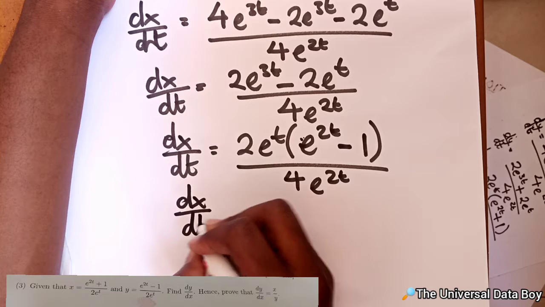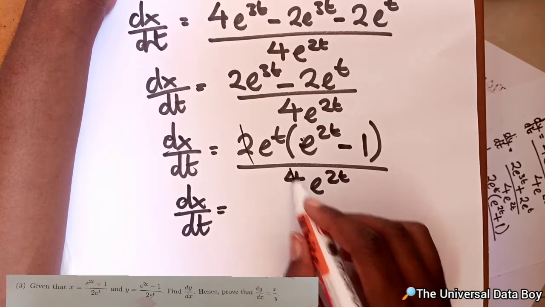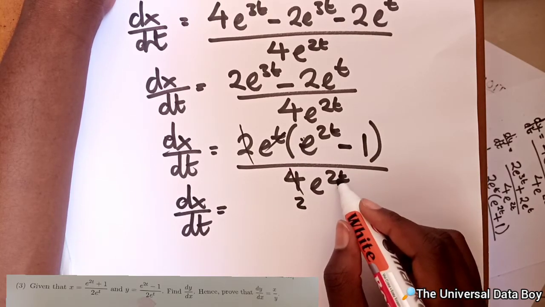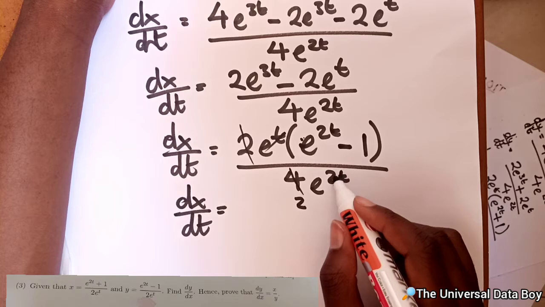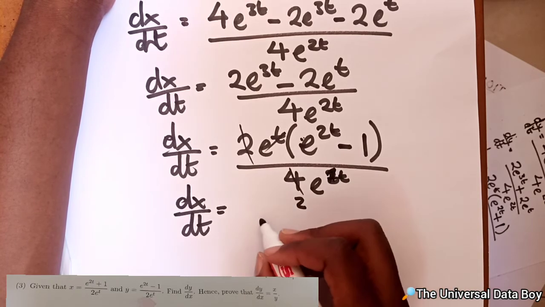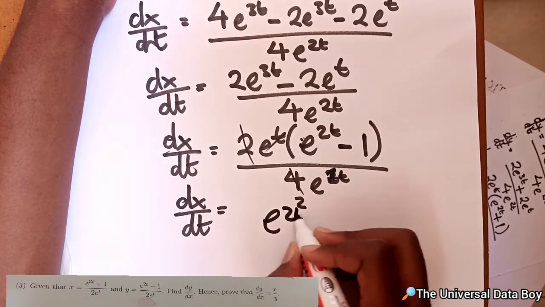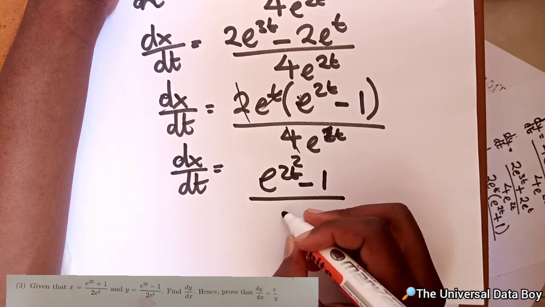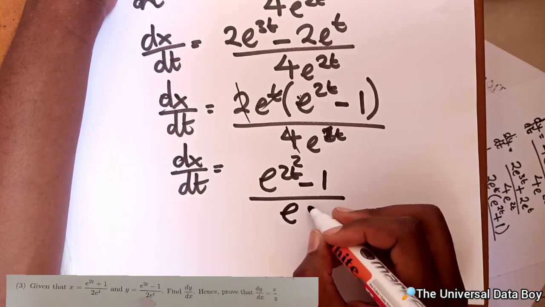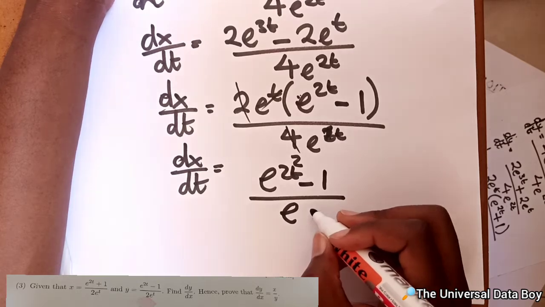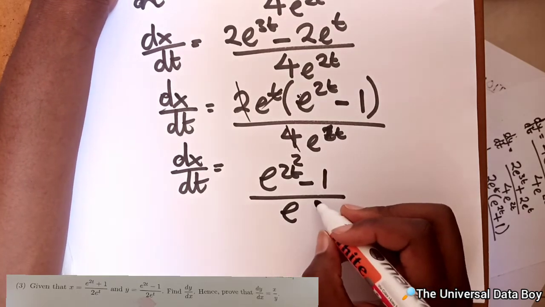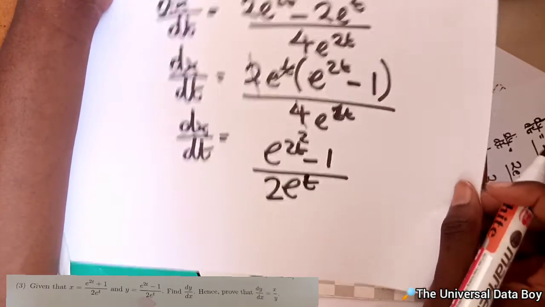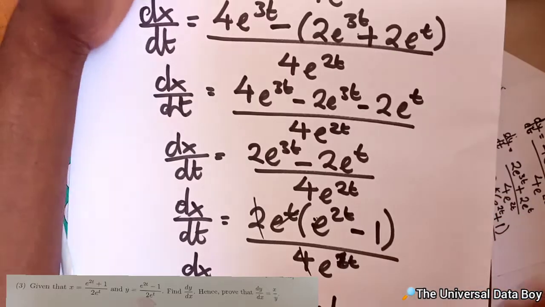dx over dt is going to be equal to, these two will cancel, this one is going to have a 2 there, then this e will cancel out, we're going to divide it, then in here there are 2 t's, so we're going to cancel out 1, then we're going to remain with 1, so we're going to have something like e to the power 2t minus 1 over e to the power t, then there we have the 2. So then we found our dx over dt and our dy over dt.